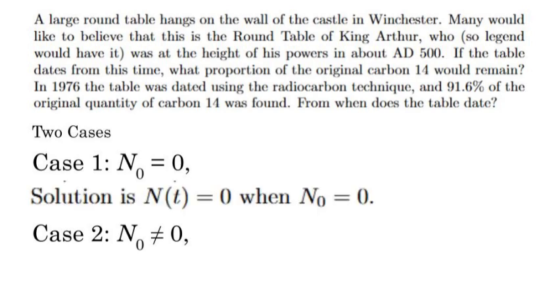When n naught, which as a reminder is the initial amount of carbon atoms, is equal to 0, the number of radioactive atoms in the material can't decay any further over time. So the solution to our differential equation when n naught is 0 is 0. For case 2, we have to integrate our differential equation.